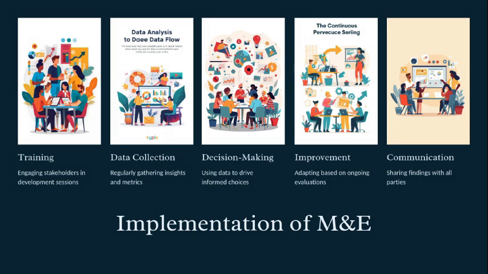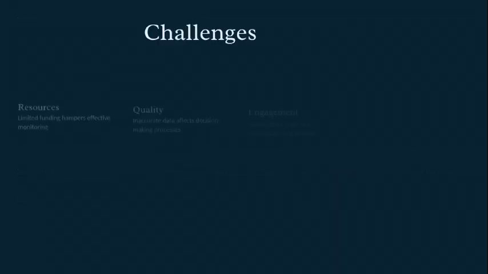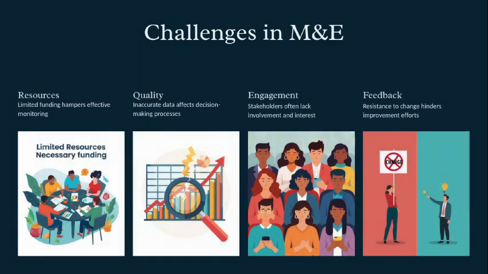Once the system has been designed, implementation begins. This is where the organization starts collecting data consistently, verifying its quality, and feeding it into routine reporting processes. Regular review meetings become essential because they create space to interpret the data, discuss what it means, and make decisions based on the evidence. Implementation also includes conducting periodic evaluations, whether midterm or final, to reflect on overall performance, understand what worked or didn't work, and generate lessons that can strengthen future programming.